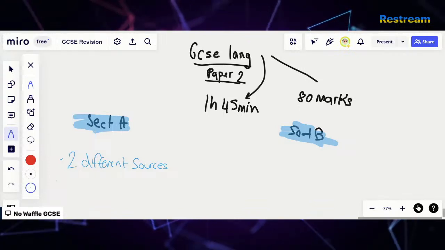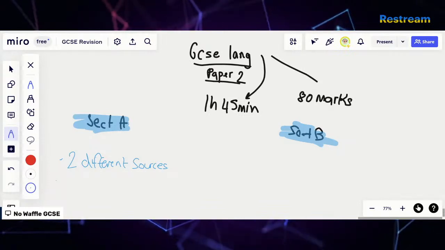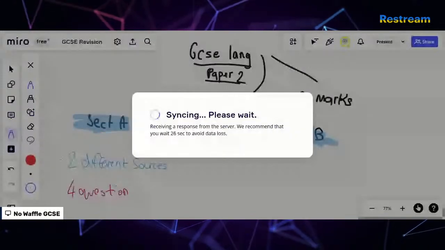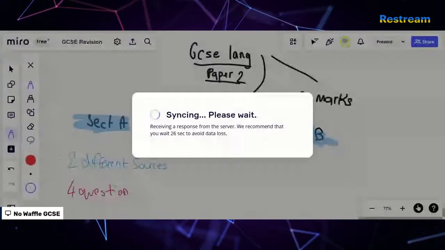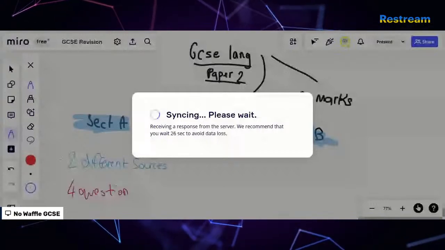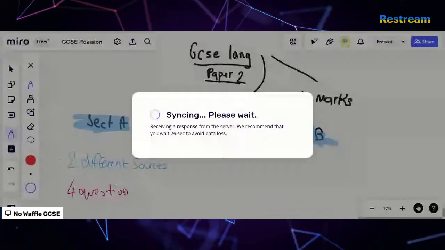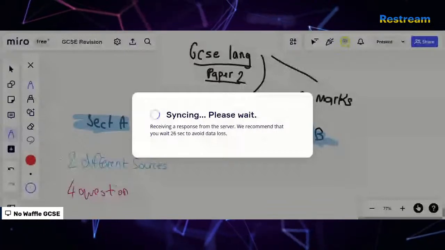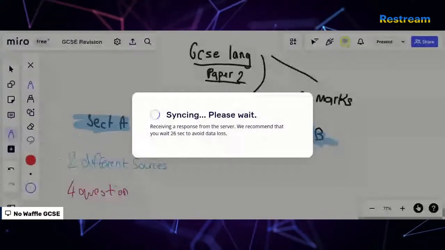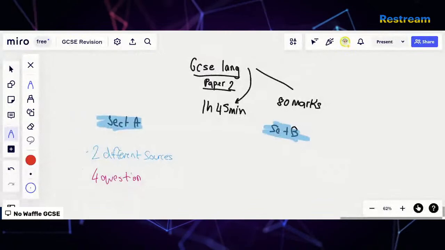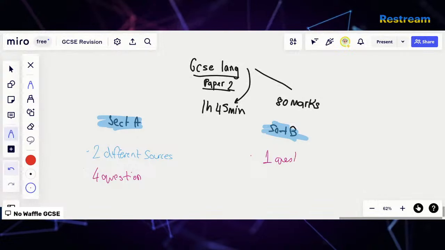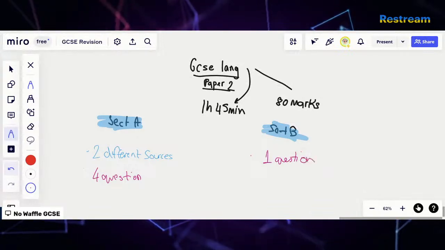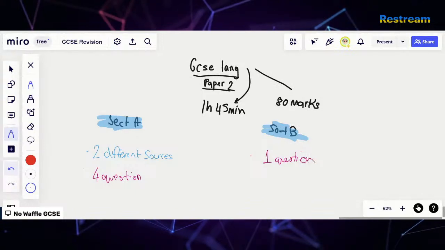Now, for section A and for section B, you have 1 question. We're going to try and within this half an hour slot. So yes, 4 different questions, and in section B, 1 question. So let's start with section A. What is there to know about the different questions?